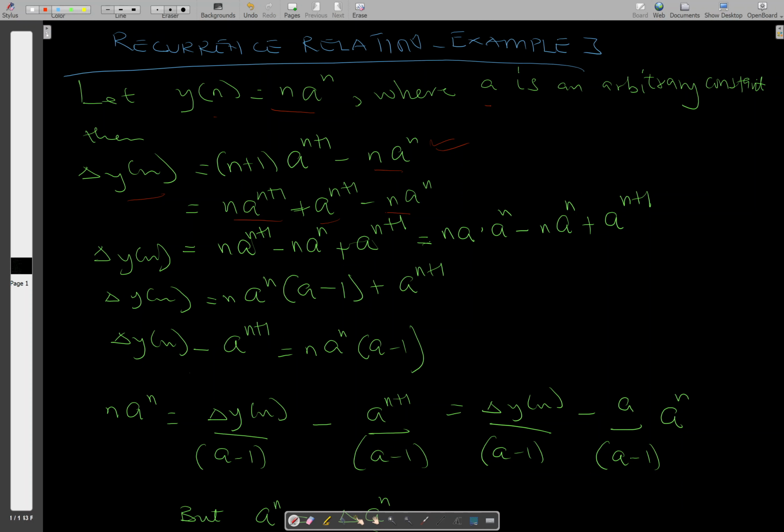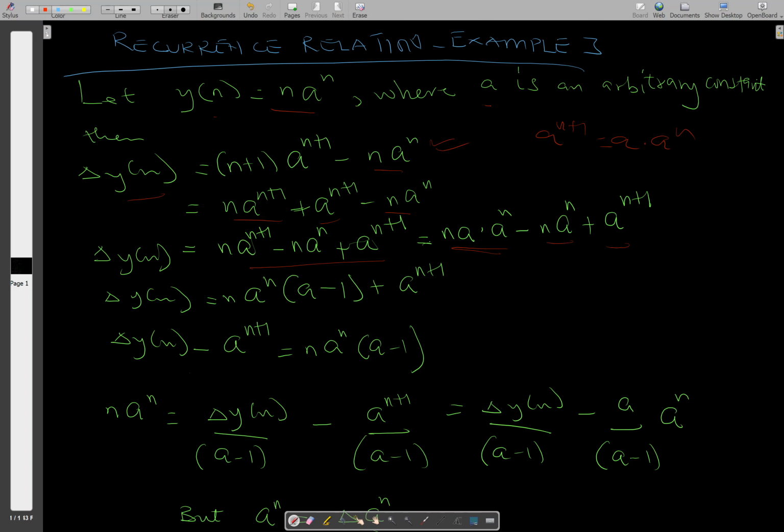Now let's group the first term and the last term, since each of them is multiplied by n. So we obtain n a to the power n plus 1 minus n a to the power n plus the last term. But n times a to the power n plus 1 can be written as n times a times a to the power n, since a to the power n plus 1 is the same as a times a to the power n.